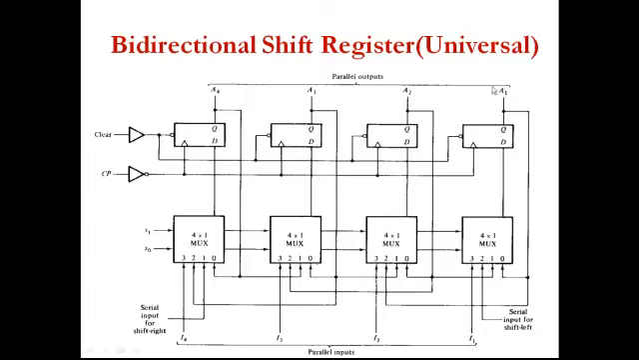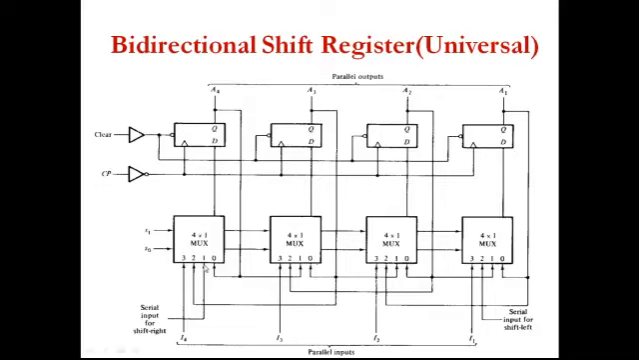Now you have to connect A1 to A2. So how are you connecting this A1? You take this one, connect it to the second input of this multiplexer. A2 you take from here, connect it to the second input of this multiplexer. A3 you take from here, connect it to the second input of this multiplexer. This will perform the serial input in left shifting.